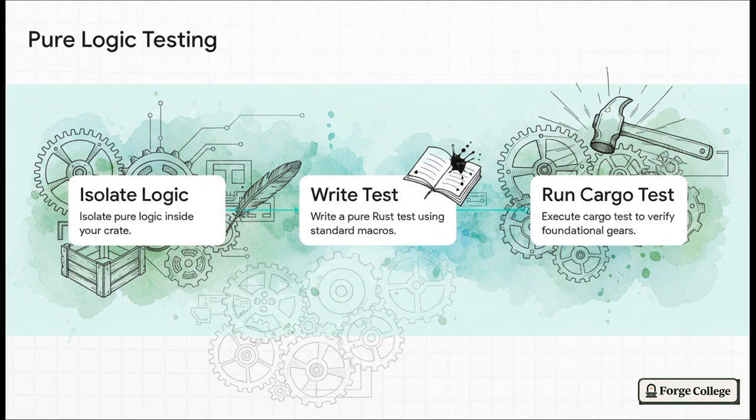First up, you isolate the pure logic inside your crate. Second, write a pure Rust test using standard test macros. And third, just run cargo test. I mean, if your basic math fails here, it is going to fail spectacularly on-chain. And trust me, your users definitely won't think it's funny. We have to make absolutely sure these foundational gears work flawlessly before plugging them into the larger machine. It's fast, it's easy, and it gives you total confidence in your core algorithms.